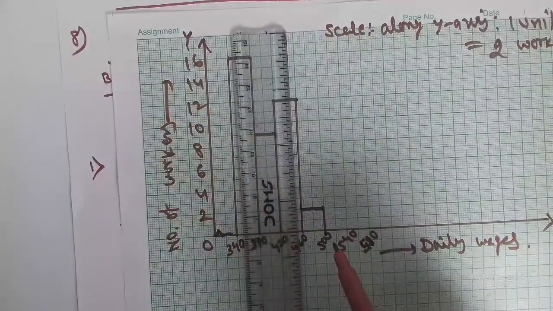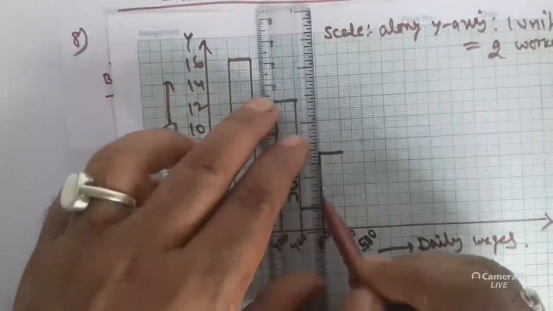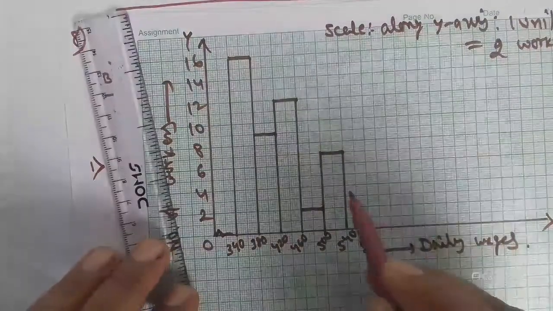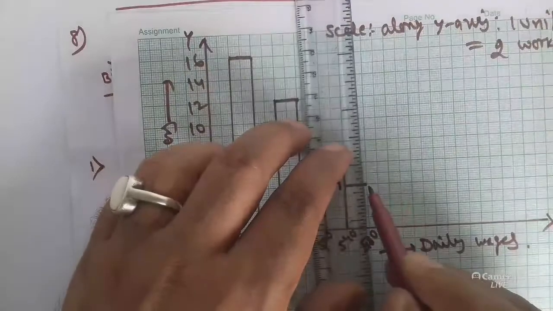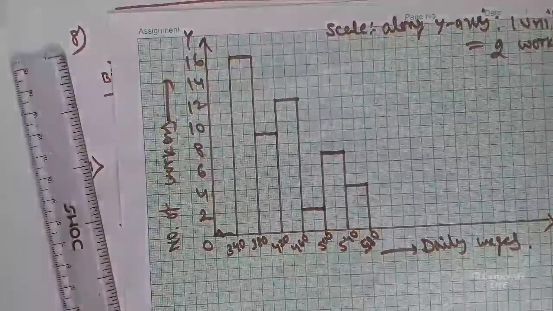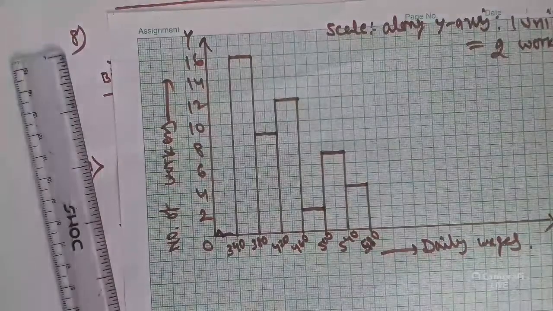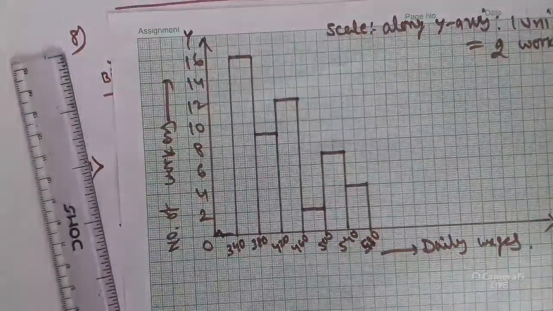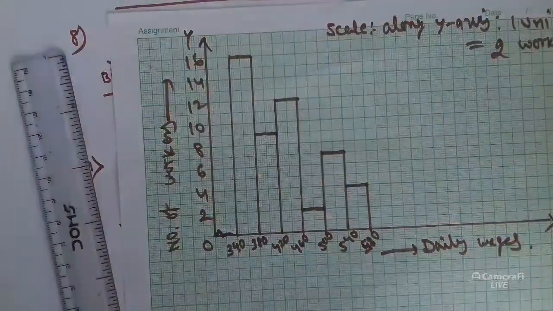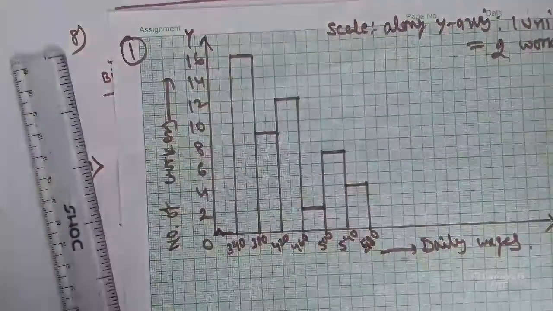500 to 540 is 7. So it is 7. Now 540 to 580 is 4. So here is 4. Histogram is complete. So what is the difference between bar graph and histogram? In bar graph we have to leave one box in between two bars, but here no gaps are there in histogram. So in bar graph gaps are available, but in histogram there is no gap. Understood? So this is problem number 1.